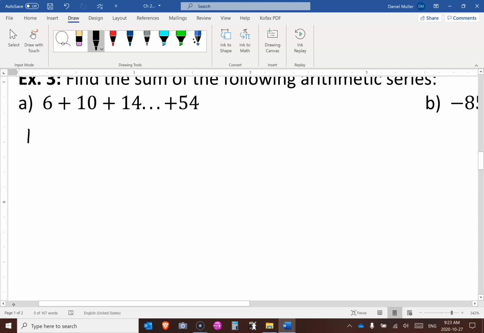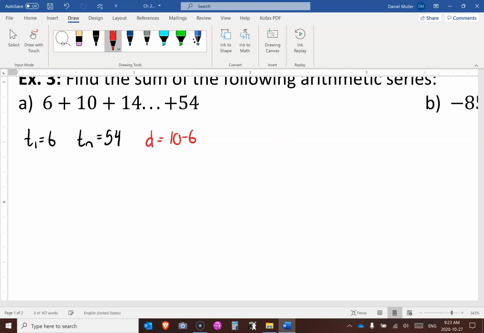So T1, my first term, is 6. And lucky for me, my last term is 54. My difference, D, is any number subtract the previous, so 10 minus 6, which equals 4. And then I just need the number of terms, and I don't have it. So I don't know how many terms this is.